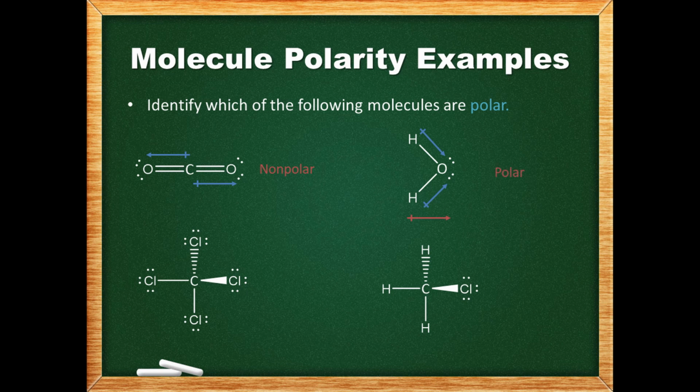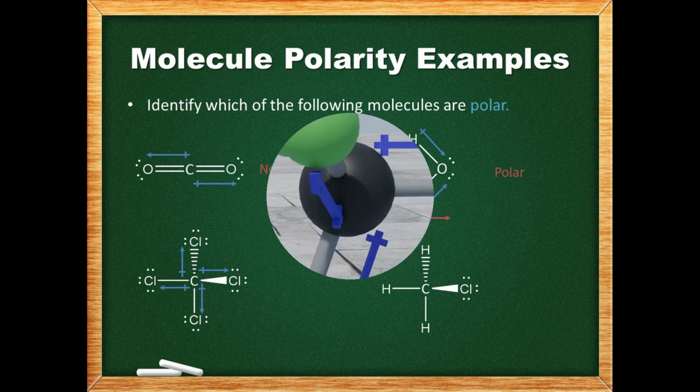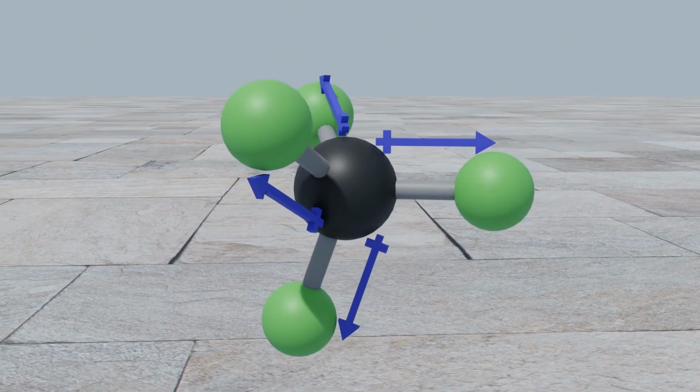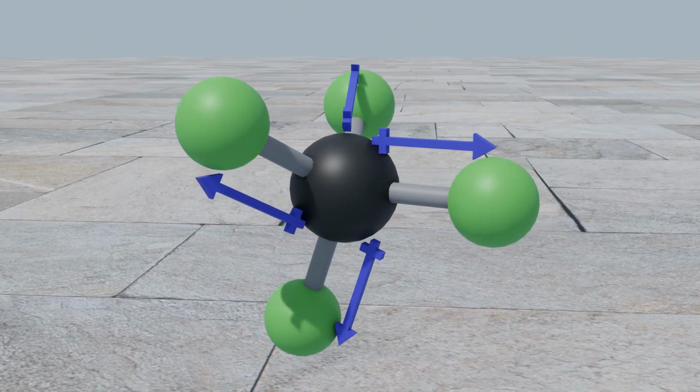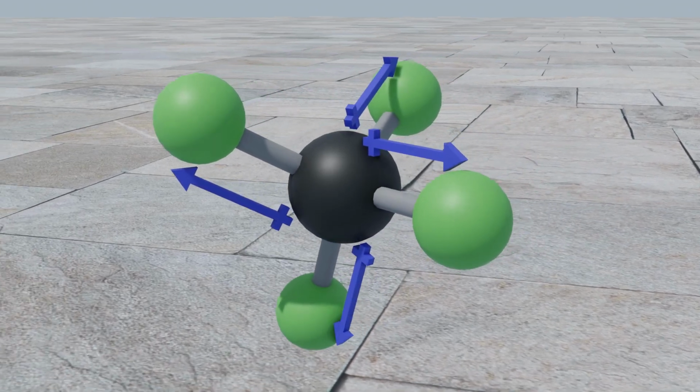Turning to the molecule on the bottom left, carbon tetrachloride, we see that the molecule is symmetric, so the bond dipoles all cancel each other out. For instance, here's the molecule in 3 dimensions. As we can see, this arrangement of the bond dipoles results in a nonpolar molecule.